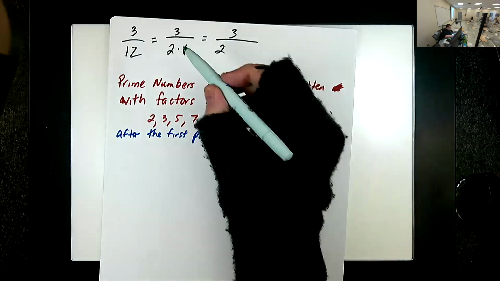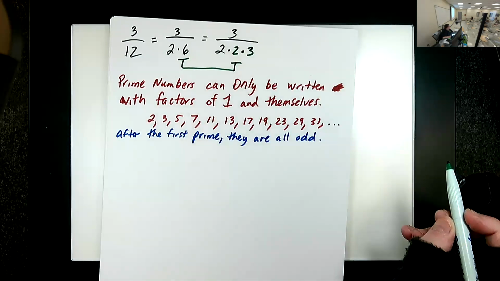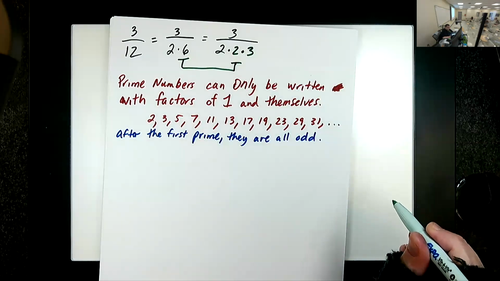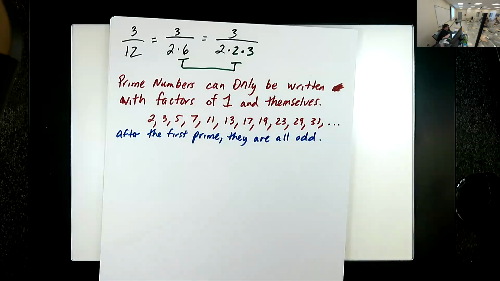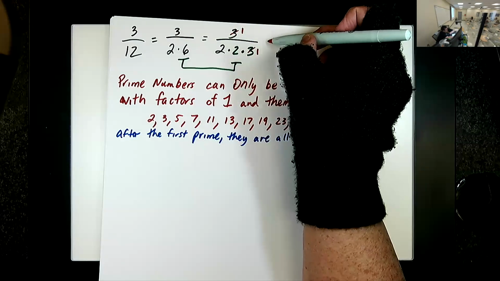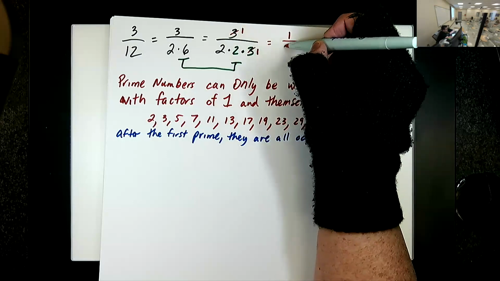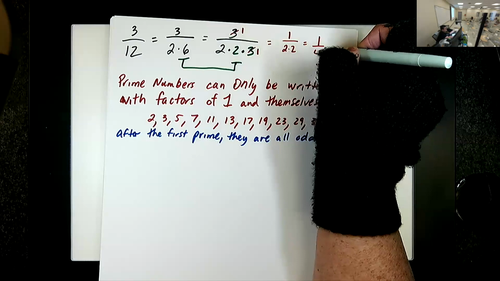6 is not one of these prime numbers, so I could have rewritten the 6 as 2 times 3. And now we can see the 3's cancel here. And if you only have prime numbers left, you can't do anything more to break it down any further. This is 1 over 2 times 2, which is 1 over 4.